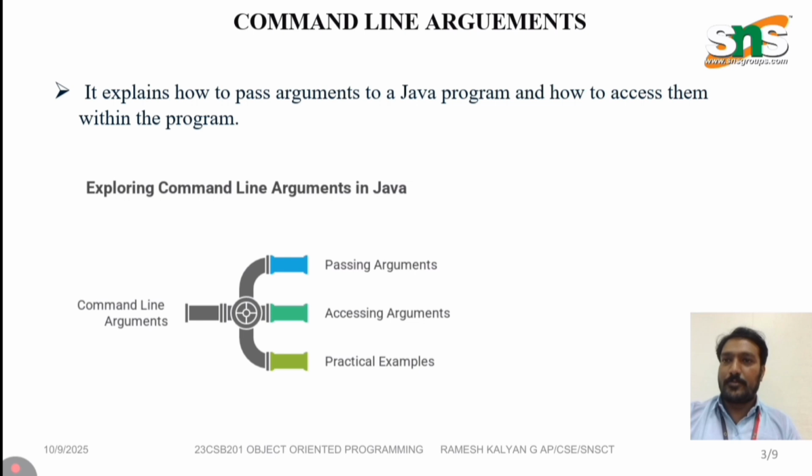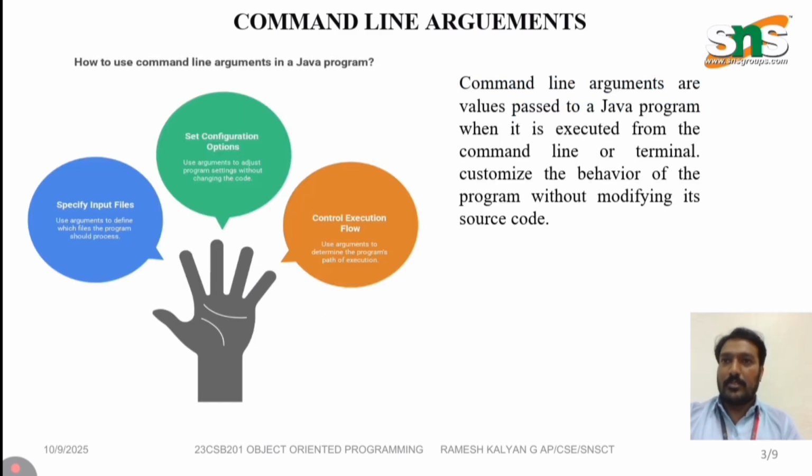So, exploring the command line arguments in Java, a small figure has been added to it. The main features of command line arguments are: first, passing the arguments; second, accessing the arguments; and third, practical examples about the arguments. In the forthcoming slides we will be seeing this in detail. Next is how to use and why to use the command line arguments in Java. The first one is that it specifies the input files, the second is that it is used for setting the configuration options, and the third is to control the execution flow.